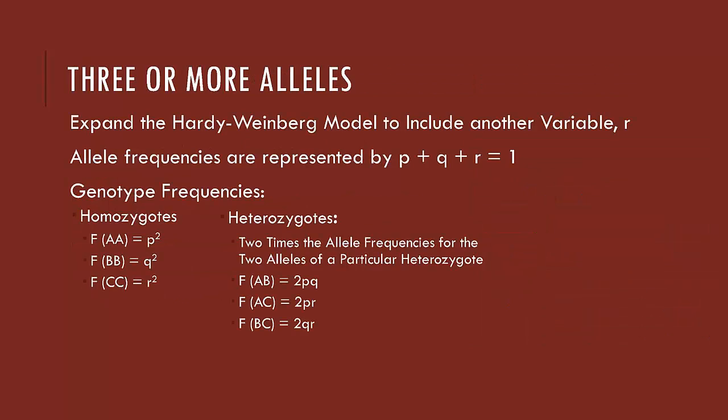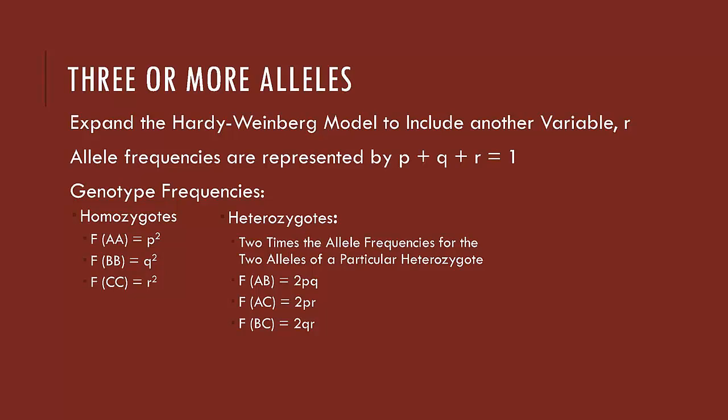Now, if we're looking at calculating expected genotype frequencies for 3 or more alleles, we need to add another variable to expand our Hardy-Weinberg model. And in this instance, we're going to use R. So the allele frequencies are represented by P plus Q plus R equals 1. If we look at our genotype frequencies, for the homozygotes, the frequency of AA is P squared, the frequency of BB is Q squared, and the frequency of CC is R squared, C being our third allele.